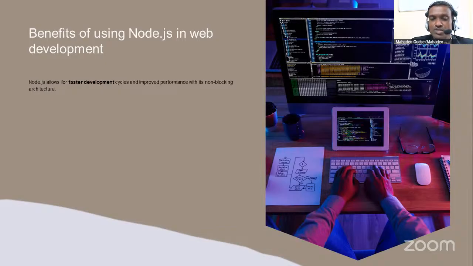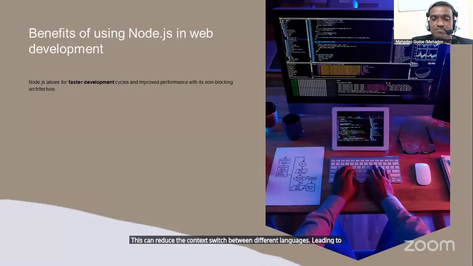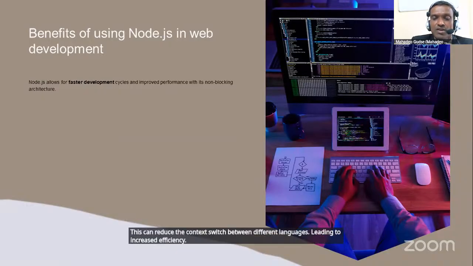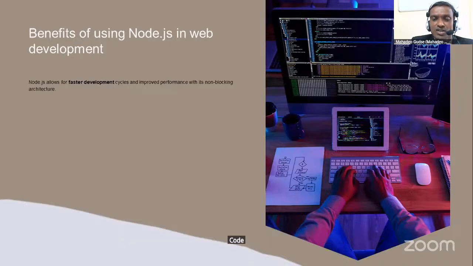Developers can use JavaScript for both the front end, meaning the browser, as well as the back end, that is the server side. This can reduce the context switch between different languages, leading to increased efficiency, code sharing, and many more benefits to the development team as well as the testing team.